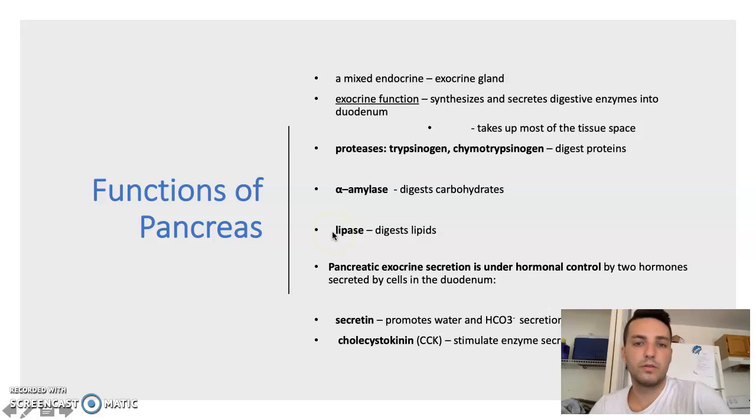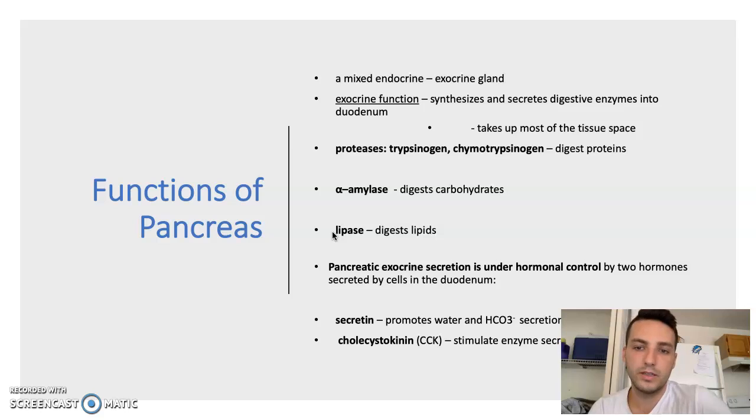So I want to go to the functions of the pancreas. There are a handful. The biggest thing to notice is that the pancreas is a mixed gland. It does both endocrine and exocrine functions. The exocrine function, which we'll focus on first, is the synthesis and secretion of the digestive enzymes into the duodenum. If you remember the picture back, it shoots the enzymes from the pancreatic duct into the duodenum. This takes up most of the tissue space.